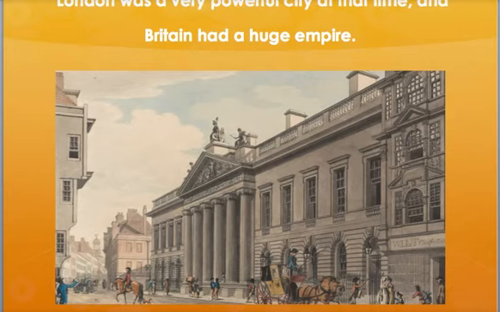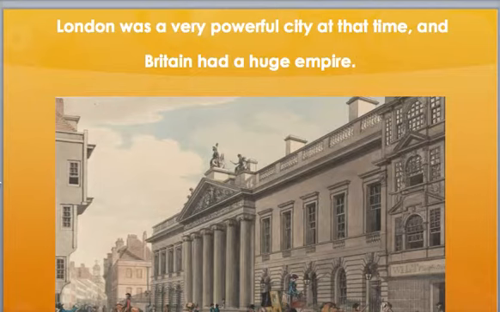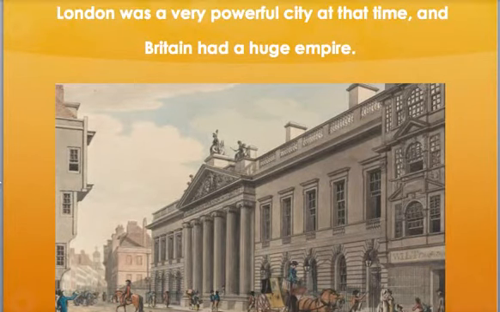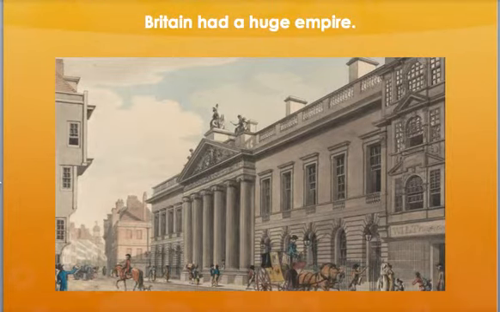So let's start out. H.G. Wells lived in London. At that time, London was a very powerful city, and Britain had a huge empire. The empire extended to India and Hong Kong, which means that England ruled over these places, and they had a lot of trade and business, exports and imports going on with these faraway countries.